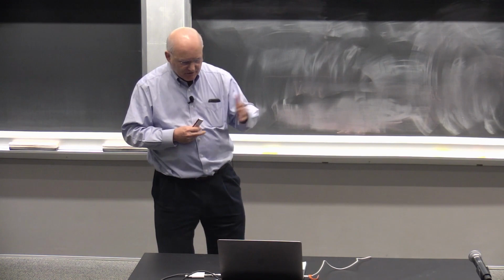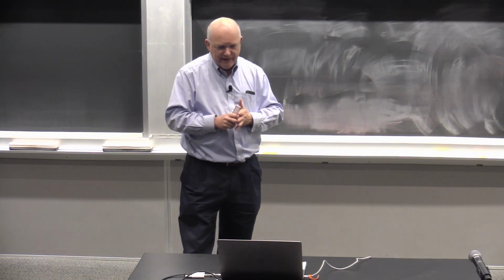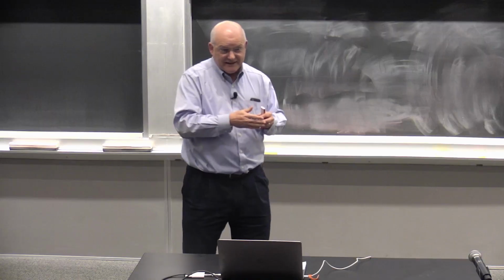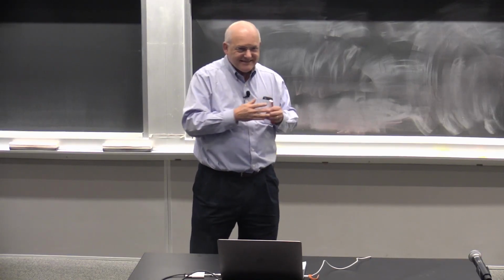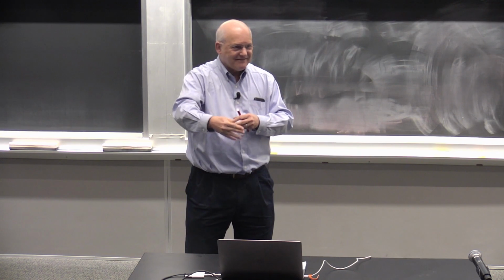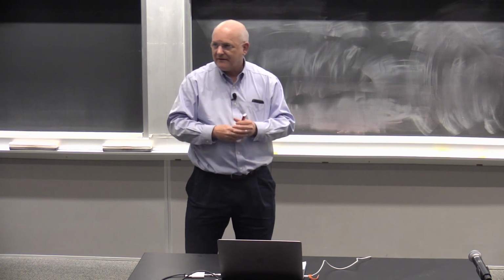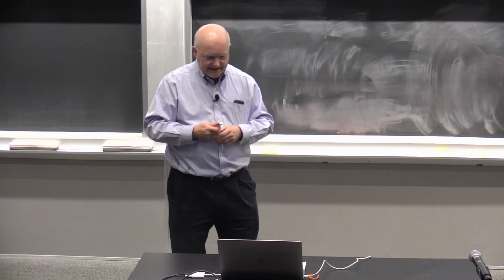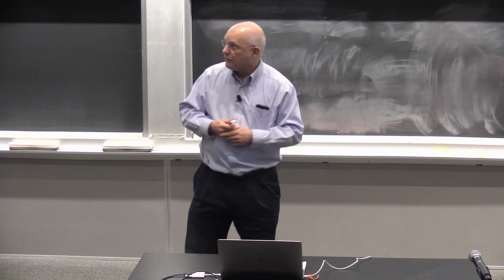So you need to know which direction to go for the winning position. The typical thing you do is keep the distance to mate to avoid cycling. Instead of keeping just a Boolean value, you say, here's my distance to winning. Say my distance to winning is 6. Now when I'm searching, I don't want to go to a distance to winning that's 7 or 6. I want to go to a distance to winning that's 5 when I make my move. So it's very important to maintain the distance in order to avoid cycling.